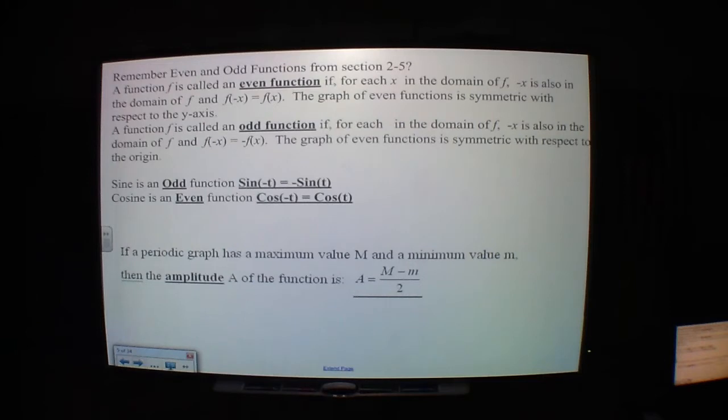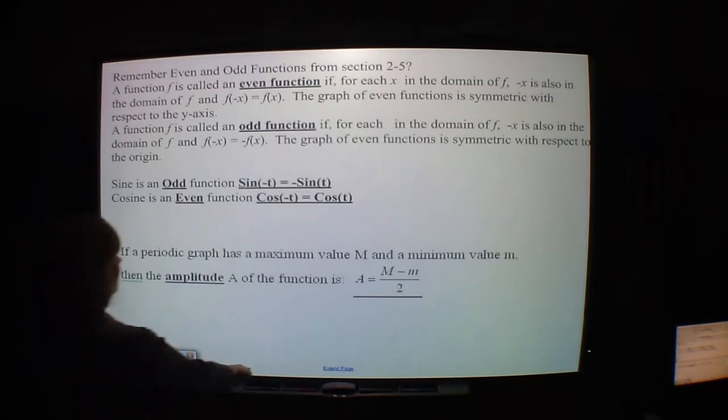Remember what we said about even functions and odd functions from a previous section in chapter 2. A function f is called even if for each x in the domain of f, negative x is also in the domain of f. So that means that f of negative x is equal to f of x. And remember that this is symmetrical with respect to the y-axis. Odd function, f of negative x will equal negative f of x. And this graph, if you graphed it, it'll look symmetric with respect to the origin. So sine is an odd function, and cosine ends up to be an even function.